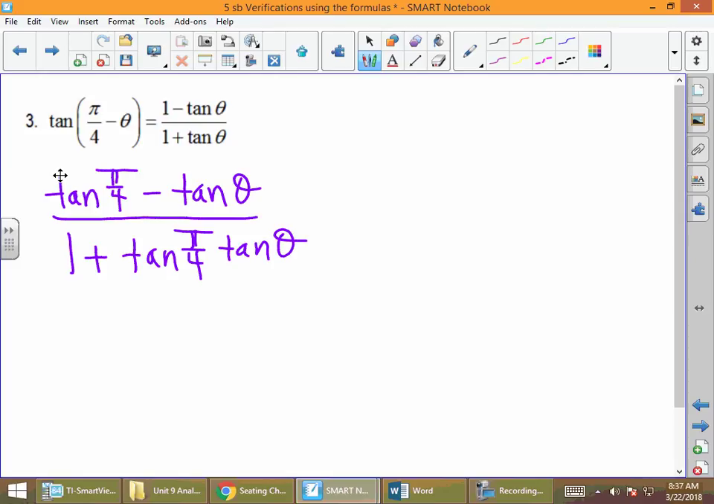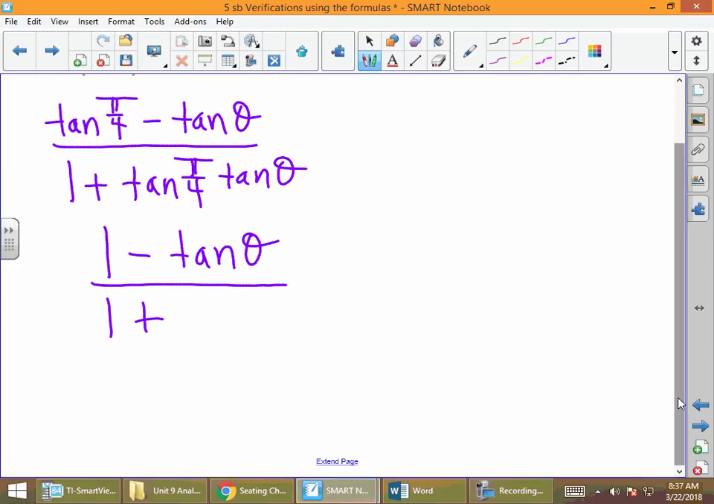Well, the hardest part about this problem here is, do you know or remember what the tangent of pi over 4 is? And it's 1. So if we know that, then this is very straightforward. Tangent of pi over 4 is 1 minus tangent of theta. Down here in the denominator, this is 1 plus tangent of pi over 4, which is 1, times tangent of theta. And 1 times tangent of theta is just tangent of theta.